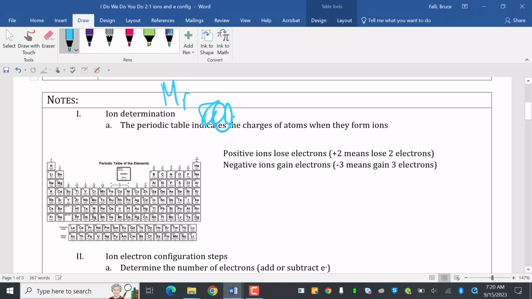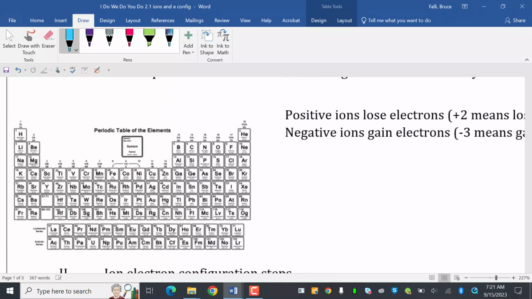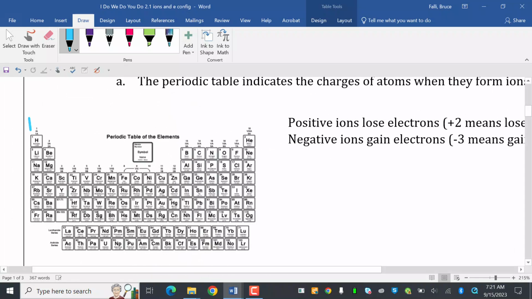The periodic table indicates the charges of atoms when they form ions. So the simplest way to do that, I'm going to blow up on this, and you should write this on your periodic table: +1, +2, +3, 0, -3, -2, -1, 0. So if I'm looking at this element right here, its charge is -1. If I'm looking at gallium, it's in the +3 column. When it forms an ion, its charge is +3.